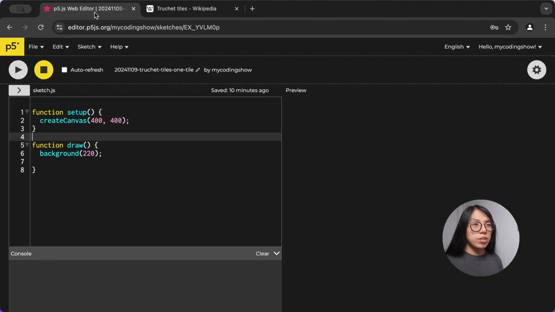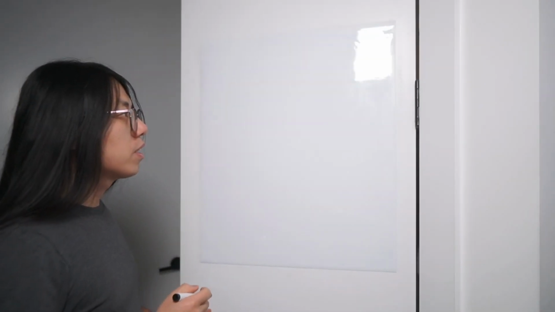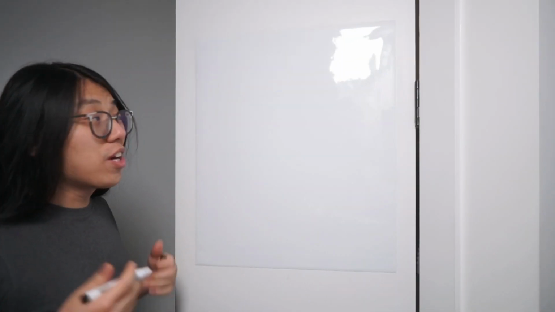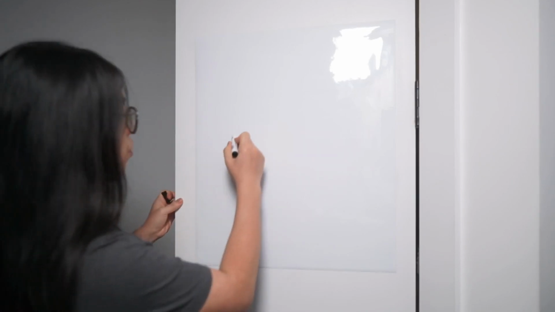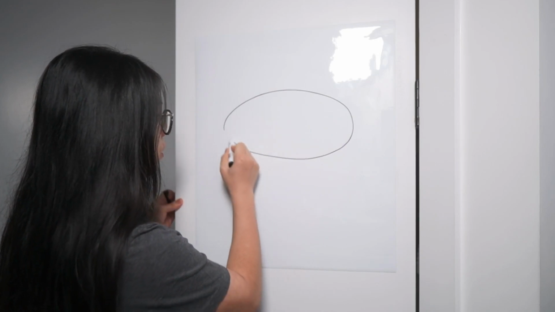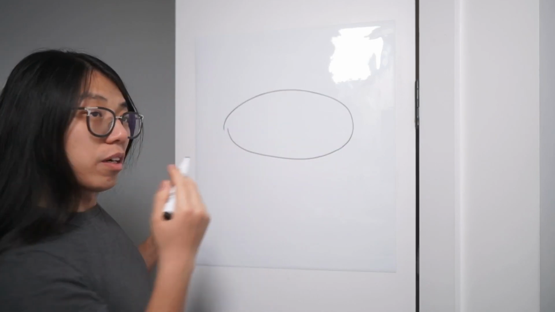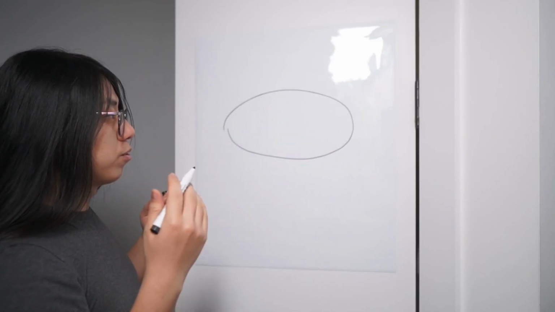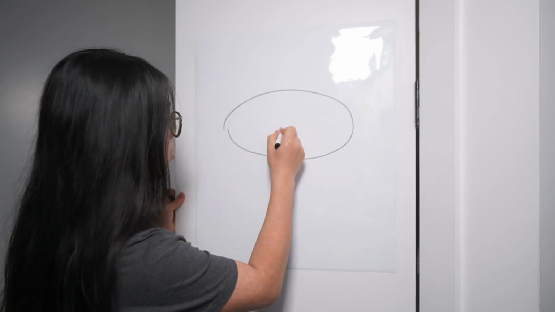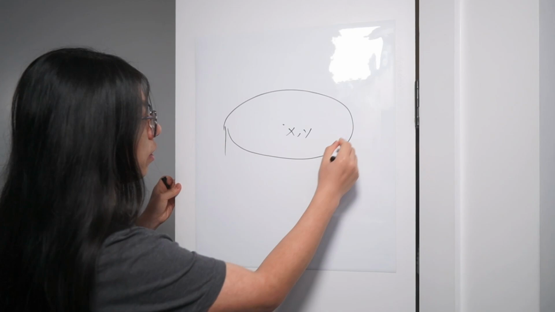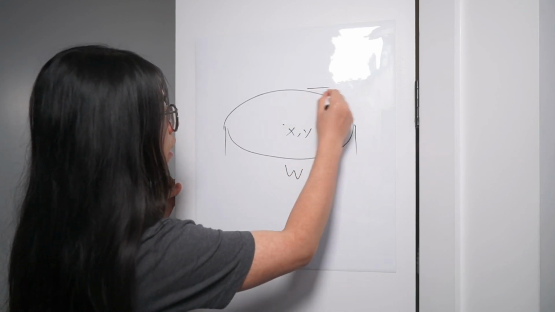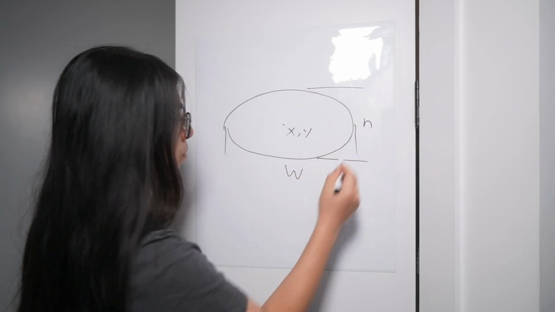But how do we draw an arc? Let's quickly take a look at the whiteboard. In order to draw an arc, it's not very different from drawing an ellipse. Let's first start with ellipse. For ellipse, there are a few arguments we need. First, we need to know the x and y, and then we need to know the width and height.